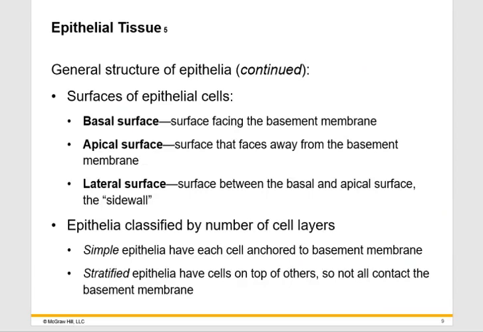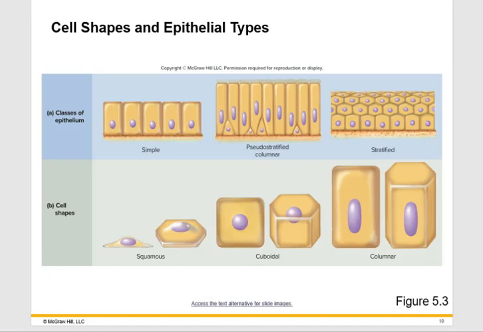Those definitions are shown here on this slide. Basal surface is the bottom facing the basement membrane. Apical surface is the surface that faces away. Lateral would be anything side to side. So when we're looking at epithelial tissue, they exist as one of three shapes.